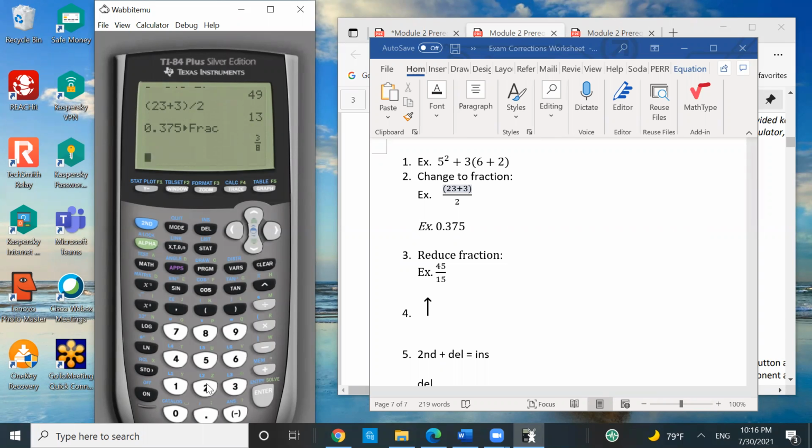So some students ask me how to change a fraction to a decimal. You don't need to hit math and fraction or decimal, just 3 divided by 5, and then hit enter. So that provides you a decimal. Oh, sorry, decimals, from fractions to decimals.